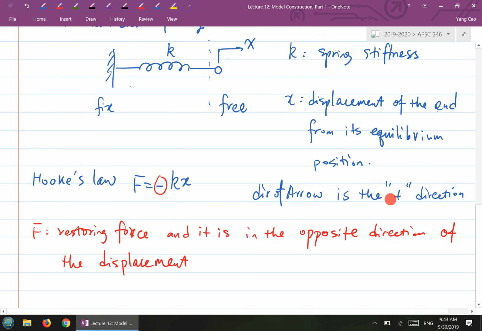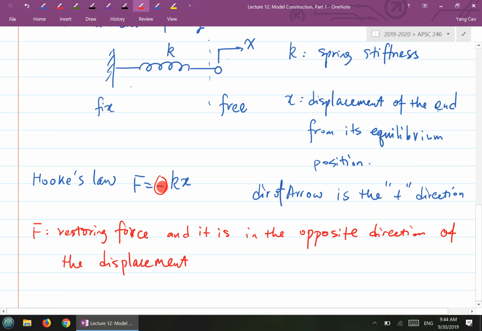I want you to visualize this. If you have a spring initially at equilibrium, then you drag the free end, elongating it. So the x goes this way, right? Which way does the force go? To the opposite direction of x. That's what this negative sign means.